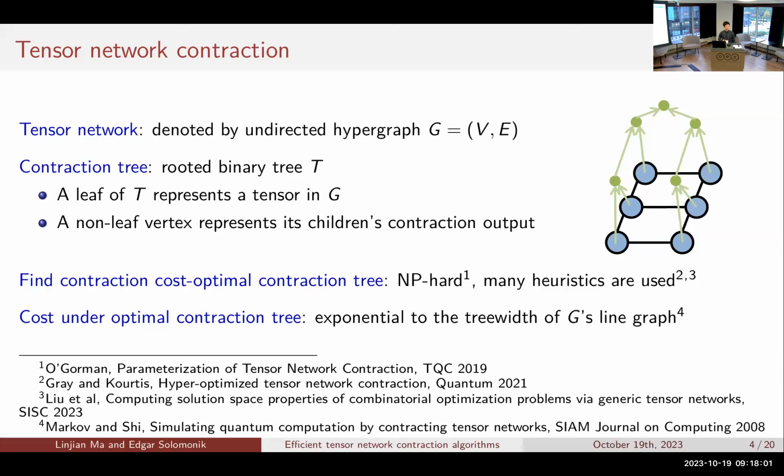With different contraction trees, you can have different computational costs for the tensor network contraction. Finding the cost optimal contraction tree is a hard problem, and previous works use different heuristics to find it. Even if we are using the cost optimal contraction tree, contracting the whole tensor network accurately is still a hard problem. This is because the cost has been proved to be exponential in the tree width of the tensor network graph.